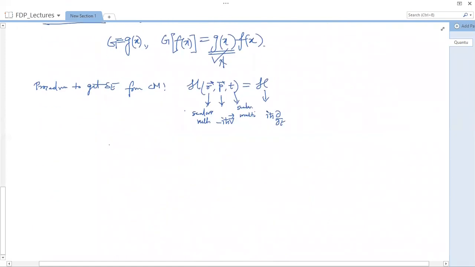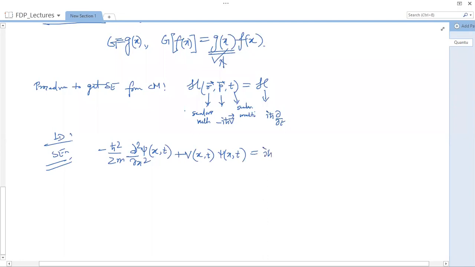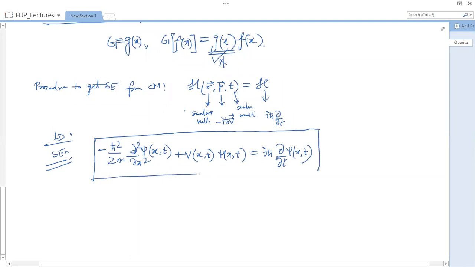So we have this simple Schrodinger equation, which is minus h bar squared by 2m d2 psi of dx squared. Now in one dimension, the Schrodinger equation looks like this: psi is a function of x and t, plus some potential function V of x and t times psi of x and t is equal to i h bar d/dt of psi of x and t. First of all, this is a partial differential equation even for one dimension, because we have a time coordinate and a space coordinate. So it's always a partial differential equation.